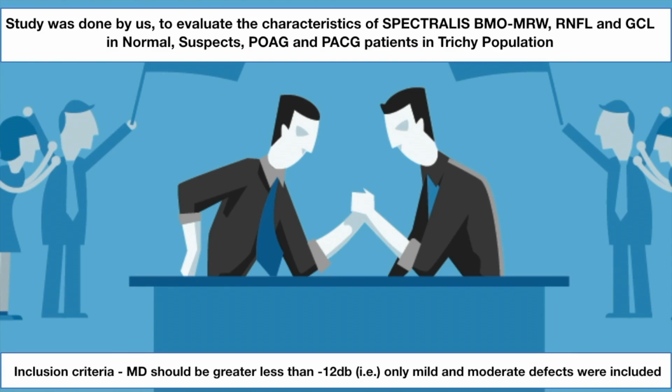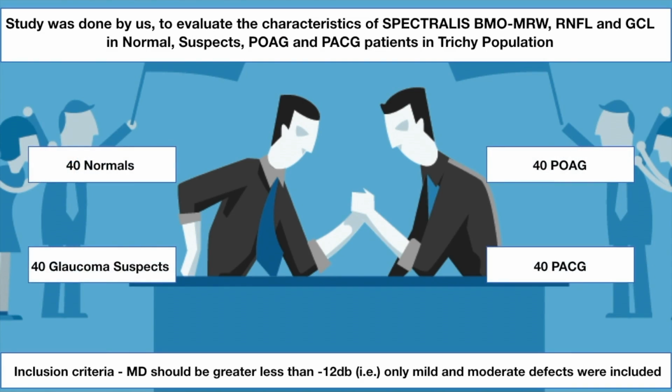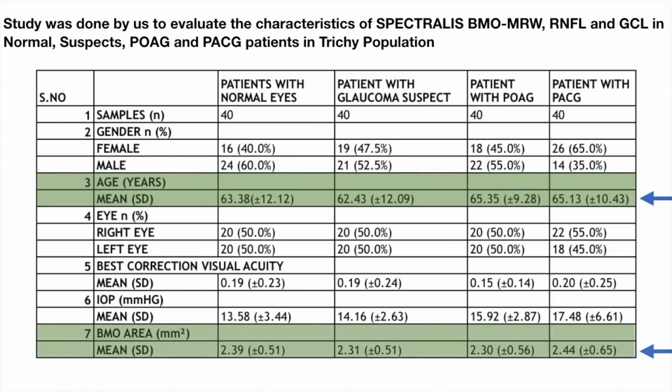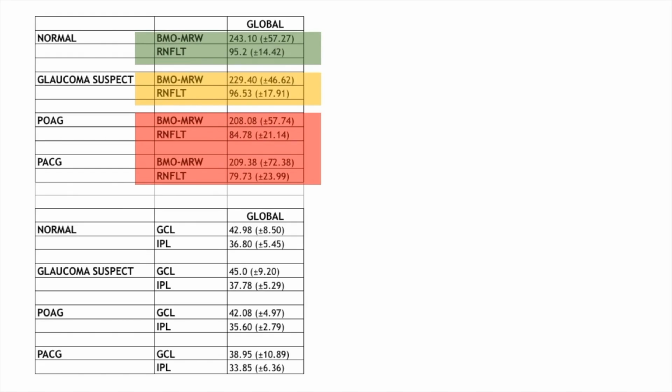A study on BMO MRW characteristics was done involving 160 patients: 40 normals versus 40 suspects versus 40 POAG versus 40 PACG, who were age matched and studied. BMO MRW was highest in the normal group. BMO MRW of suspects was lesser than normal and lowest in the POAG and PACG groups.